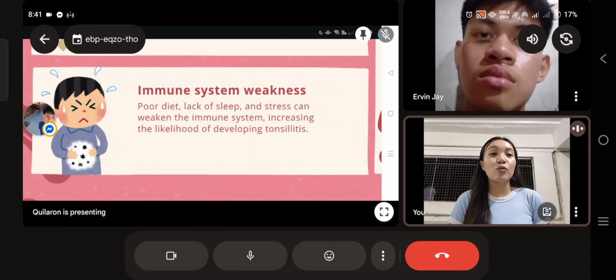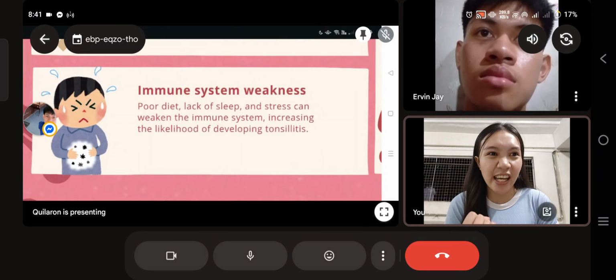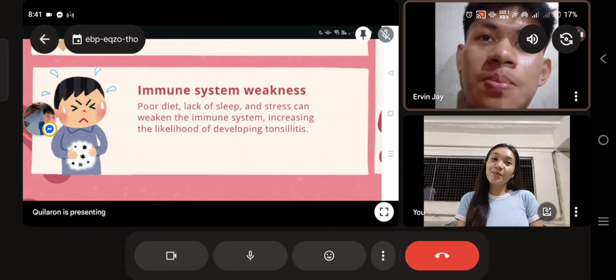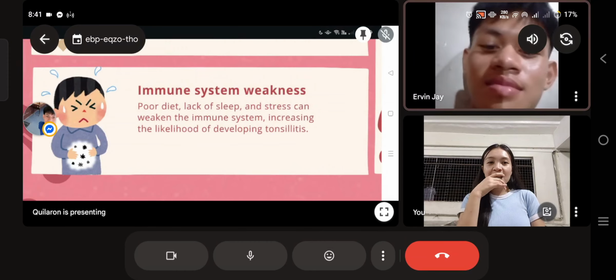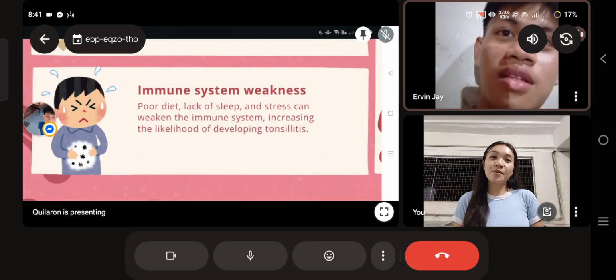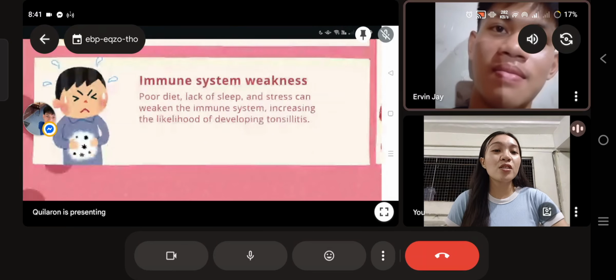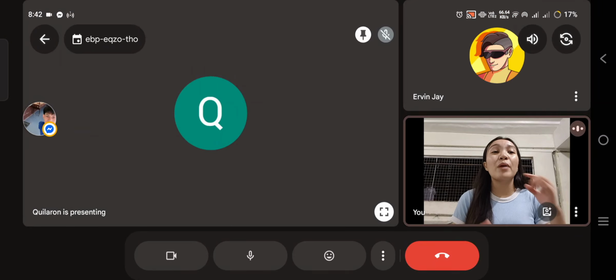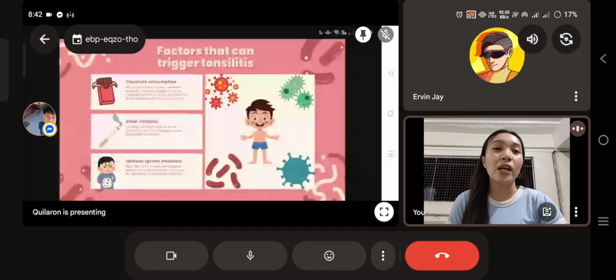Now, one reason for having tonsillitis, of course, is having a weak immune system. First, what can weaken your immune system is poor diet. Are you eating regularly? Two times a day. Do you sleep 8 hours a day? No, ma'am. Okay. And also, stress can weaken the immune system, increasing the likelihood of developing tonsillitis. So these are the factors that weaken our immune system, which makes it easier for pathogens, the bacteria and viruses, to enter our body.